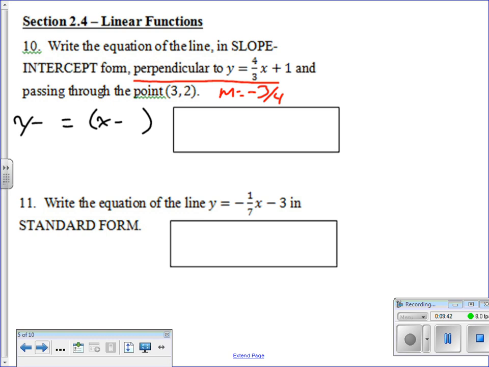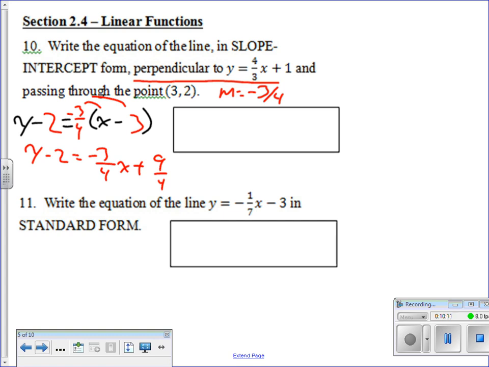Point slope, fill in the blanks. My y-coordinate is 2, my x-coordinate is 3, my slope is negative 3/4. I need to rearrange it to get a y equals. First step, distribute the fraction. y minus 2 is equal to negative 3/4 x plus 9/4. I can't reduce that. So leave it that way.